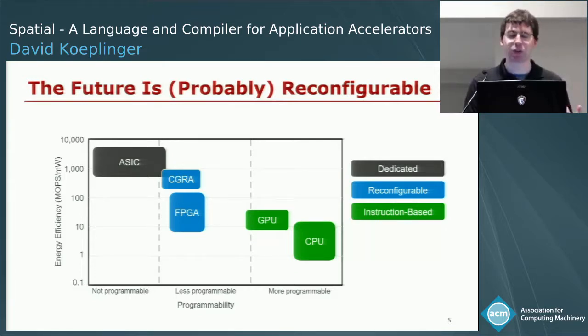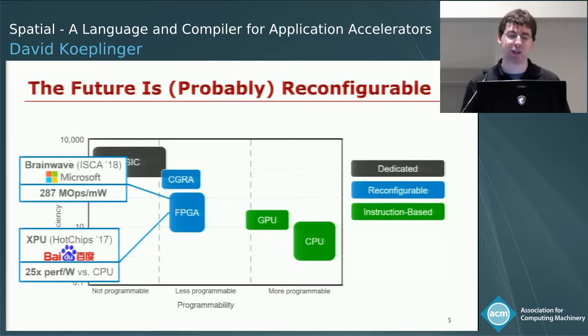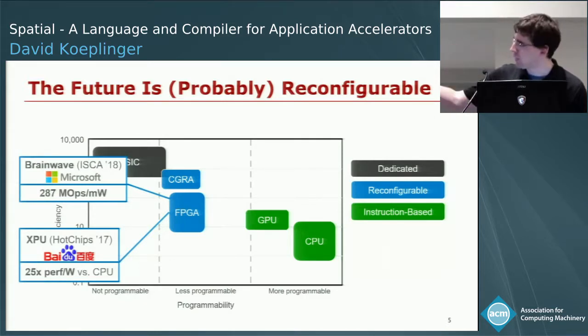And this transition is actually already happening in industry. So you see companies like Baidu and Microsoft are moving to FPGA implementations. So Bing, for example, is being accelerated in their data centers in Microsoft right now using FPGAs. But one of the key problems right now, as you see here, I've plotted on the x-axis, not programmable, so ASICs, it's very difficult to program them, or basically impossible, to more programmable. So typically, FPGAs are rather difficult to program.